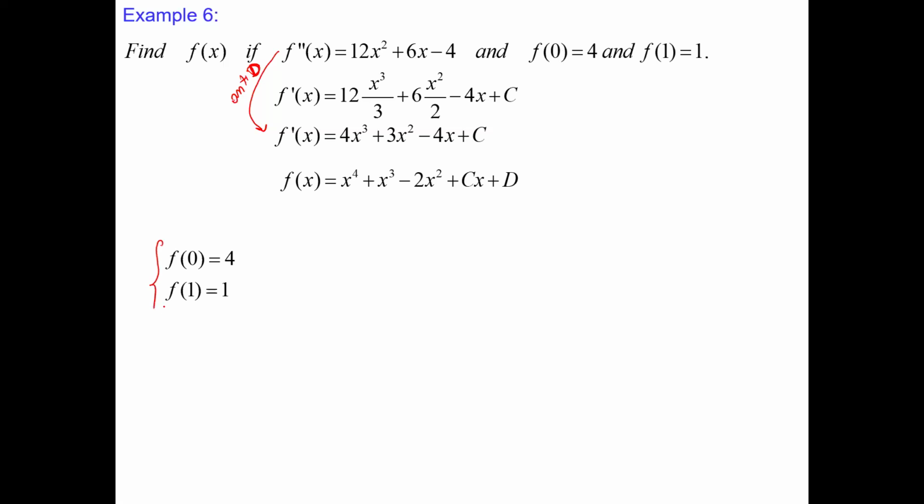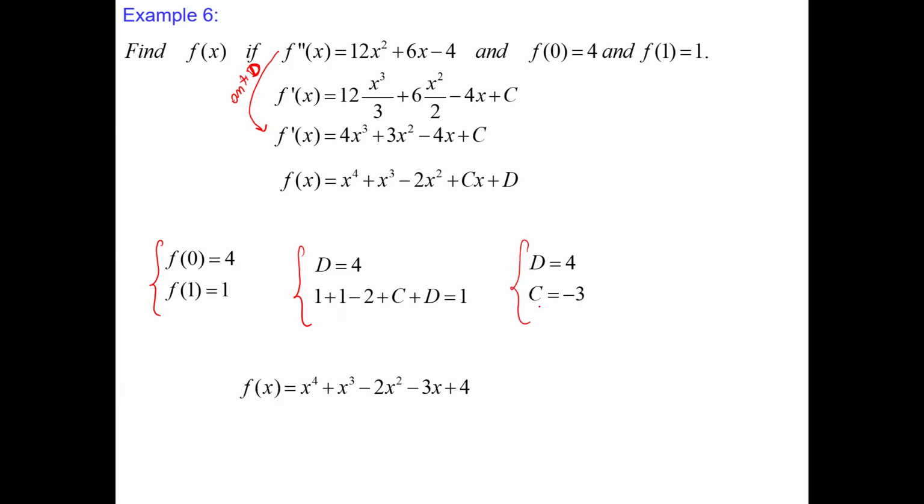That way we may create a system of two equations. When we substitute 0, then d equals 4. That's the first one. And when we substitute 1, we get 1 plus 1 minus 2 plus c plus d equals 1. Then easily we can solve it: d is 4 and c is negative 3. This is the final answer. Beautiful. We can see we can anti-differentiate twice, or even more if we need.